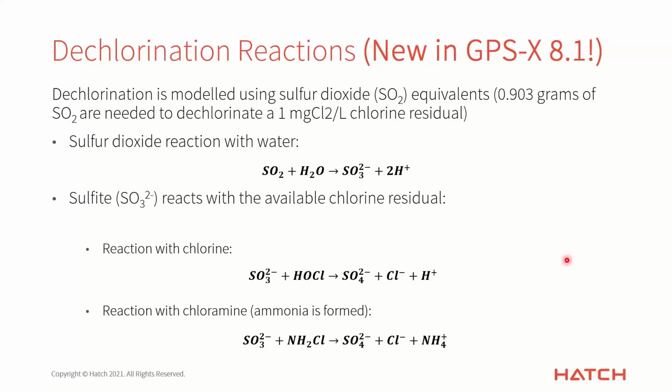So it can react with either the free chlorine residual and produce sulfate, chloride, and hydrogen ion, or it can react with chloramine, in which case, instead of the hydrogen ion, it produces an ammonia ion. And we actually capture this in the model as well. So if you are going to dechlorinate a chloramine residual, you will see ammonia produced in the GPS-X model.